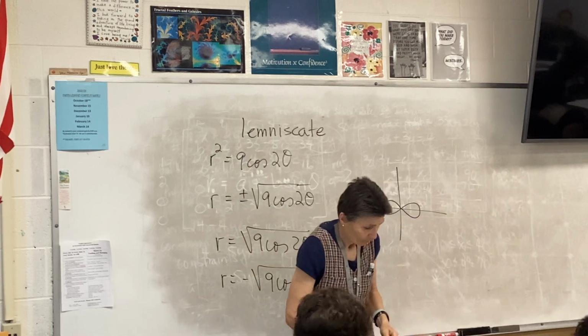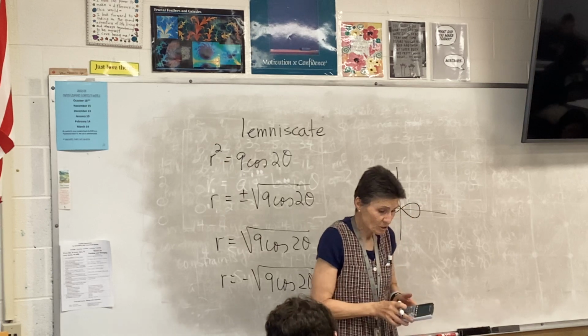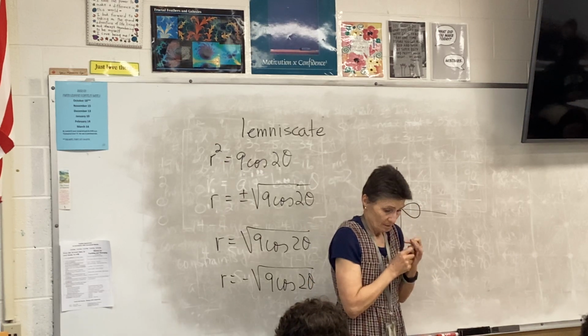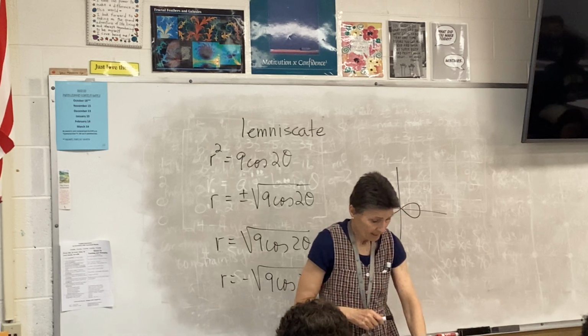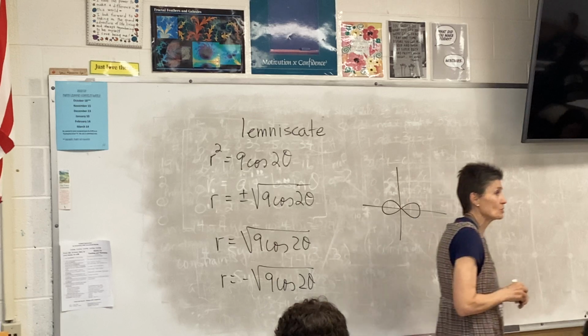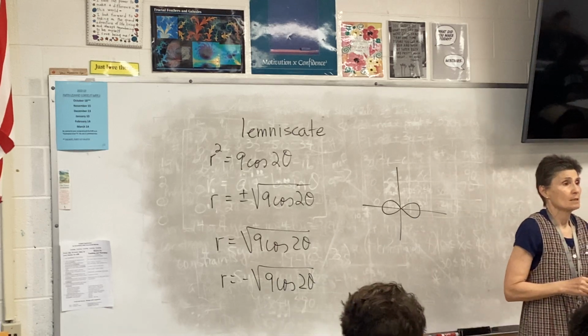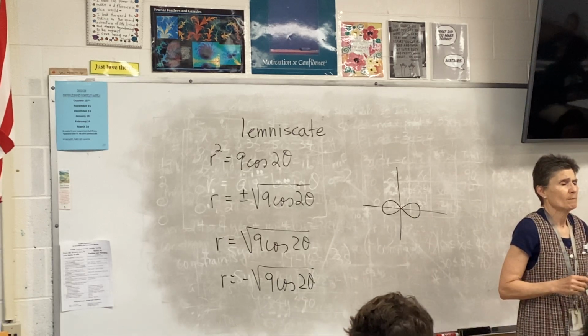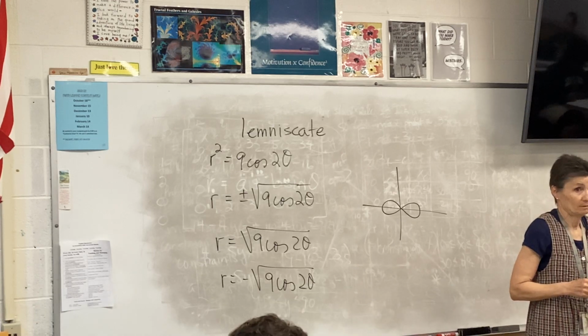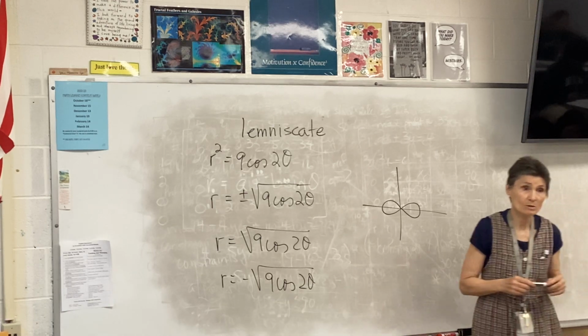Now, take a look at the equations in number 6. Wait a second, guys. Tell me about the equations in number 6. What's different about them? What are they missing? Sine or cosine. They're missing a sine or a cosine.